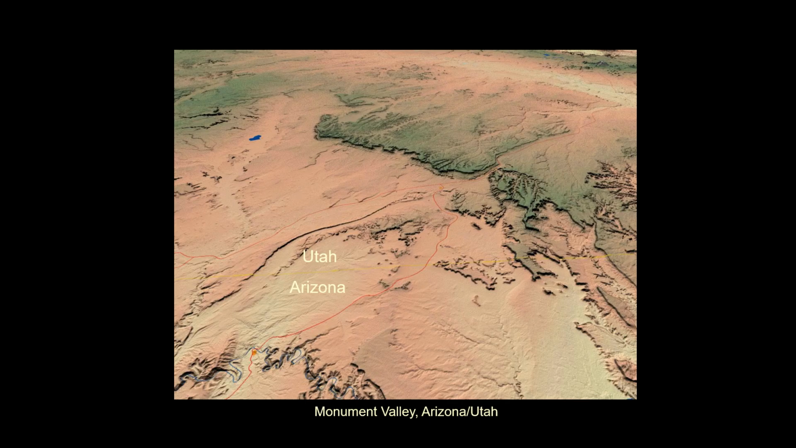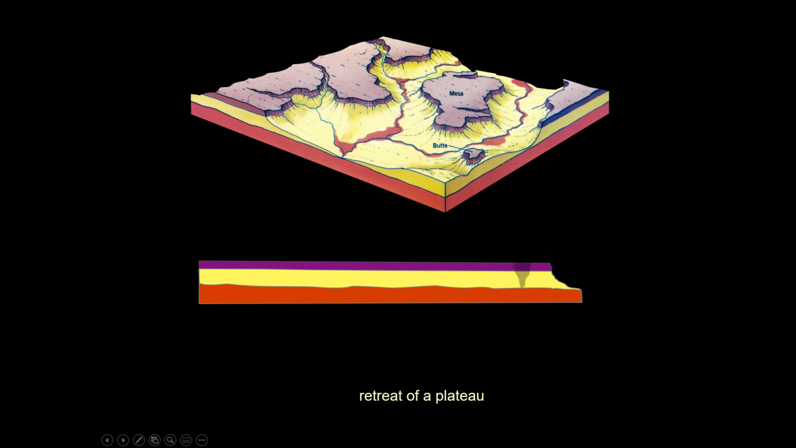It's in a lot of car commercials, and this is where Monument Valley is located. Here's the border right here, the yellow line between Arizona and Utah. Right in the center of this image is Monument Valley. And here's what happens with the retreat of these plateaus as fluvial erosion, water erosion, is removing material.